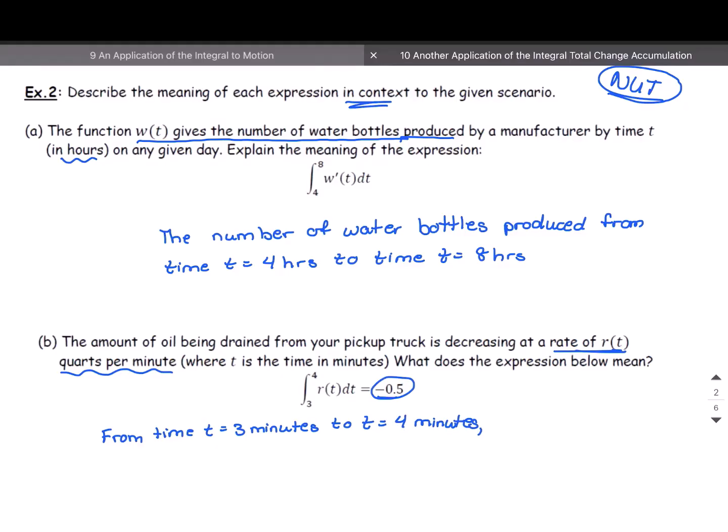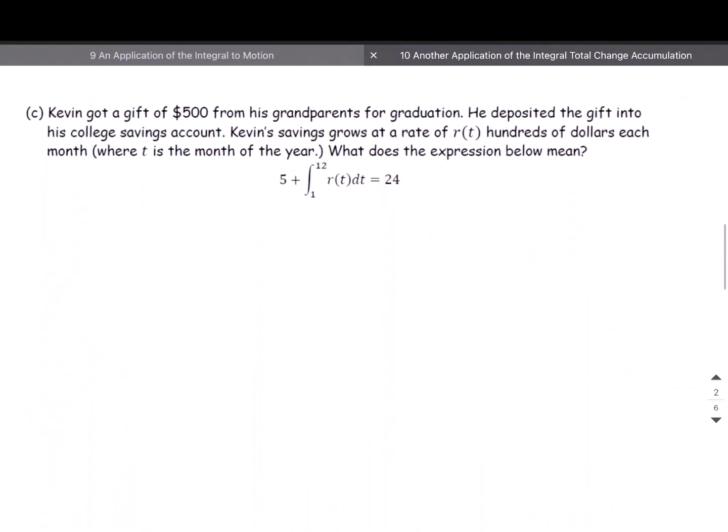What happened? 0.5, but it's negative. So if it's negative, it means it came out. So 0.5, so half a quart of oil drained from the pickup truck. That's not good. You lost half a quart of oil in a minute. Not good. That truck needs service.